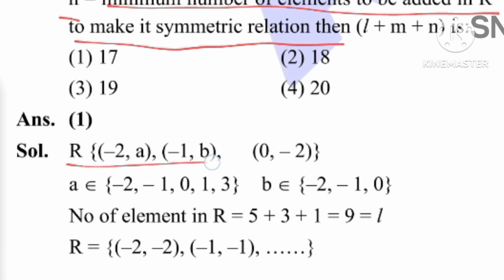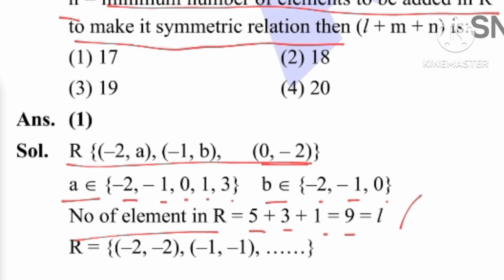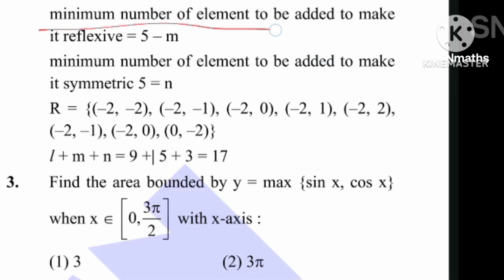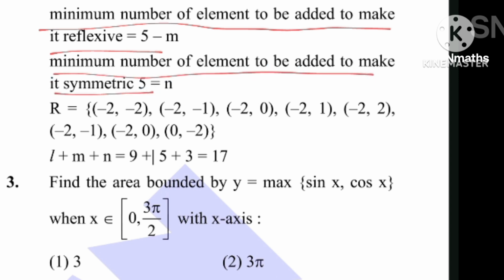Here R is the relation, so (minus 2, a), (minus 1, b), (0, minus 2). Now a belongs to the set of minus 2, minus 1, 0, 1, 3. b belongs to minus 2, minus 1, 0. Number of elements in R, so 5 plus 3 plus 1, that is equal to 9, that is L. Now again R symmetric. The minimum number of elements added to make it reflexive, so 5 minus M. The minimum number of elements to be added for symmetric, 5 is equal to N.